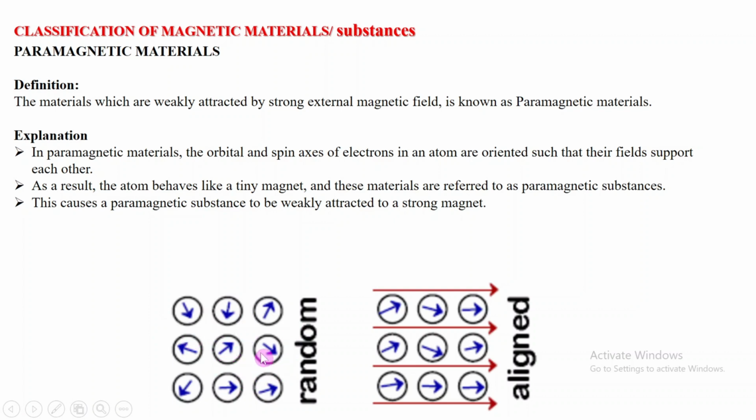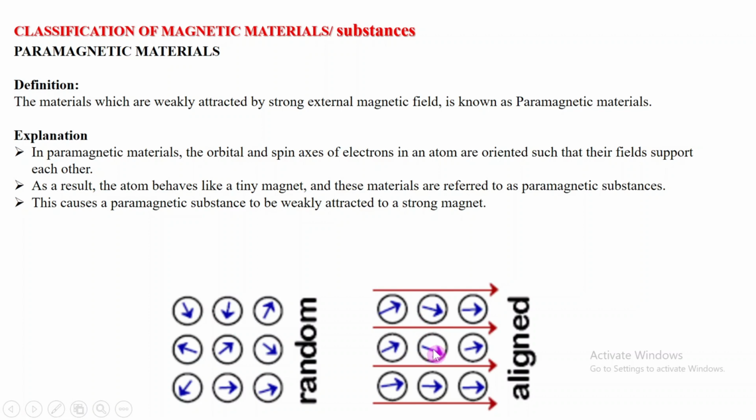So if this is the paramagnetic material in the absence of an external magnetic field, their molecular magnets will cancel the effect of each other. If we provide an external magnetic field, these materials will align in such a way that they support the external magnetic field. Here the direction of the external magnetic field is represented by this red arrow, and the direction of the molecular magnet is represented by this blue arrow. So this blue arrow supports this red arrow, but these blue arrows do not fully support the external magnetic field.